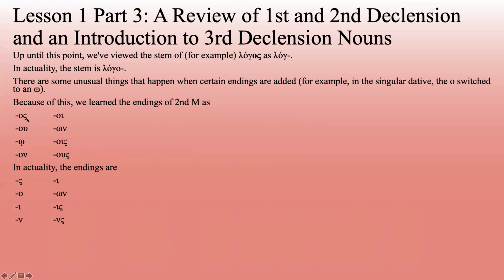Just a plain sigma, which that one's easy enough to see. Take off the omicron and you just get a plain sigma. But here, the ending technically is just an omicron. What happens is when we have the omicron at the ending and the omicron at the end of the stem come together, contraction happens.